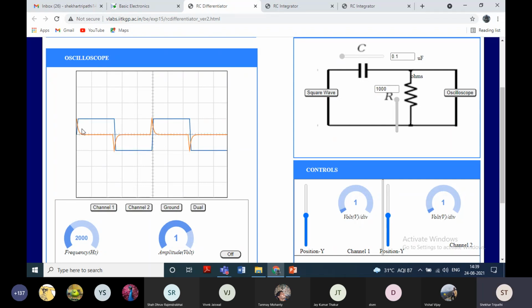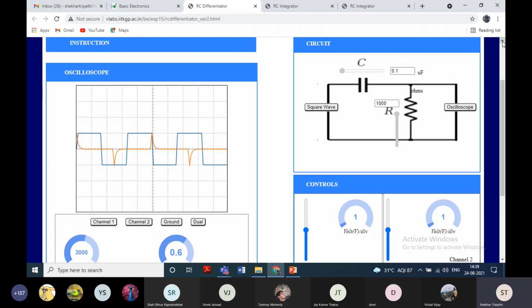You see, for the input, whenever there is a rise in the input, we can see the spikes which are being generated at the output. Again, here you can change the value of frequency, amplitude, and the divisions you want in the oscilloscope.